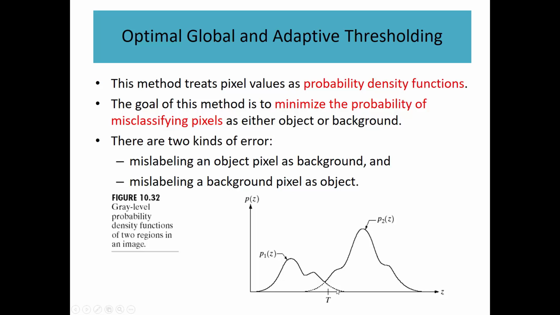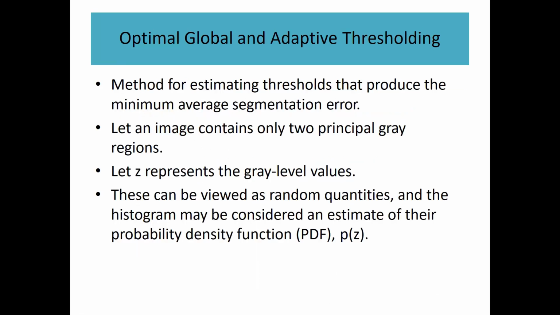So in that case, all those pixels whose intensity value is greater than T but belong to an object are now misclassified as background. Similarly, all those pixels whose intensity value is less than T belong to the background, but now they are classified as an object. That will lead to an error in segmentation. So, a method for estimating the threshold that produces the minimum average segmentation error.